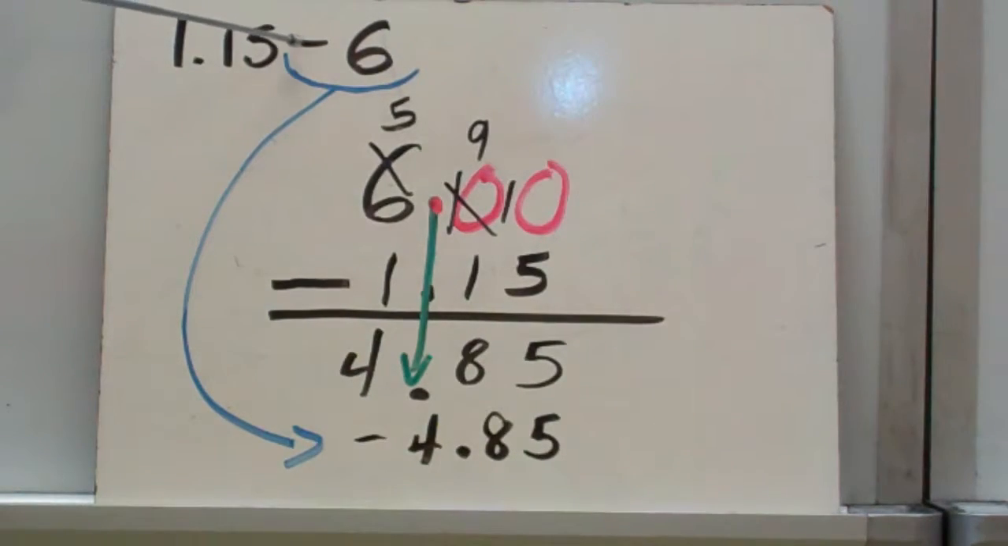But remember, this is a negative 6, and since the 6 is a larger value than the 1.15, our answer is going to be negative. So in total, our answer is going to be negative 4.85.